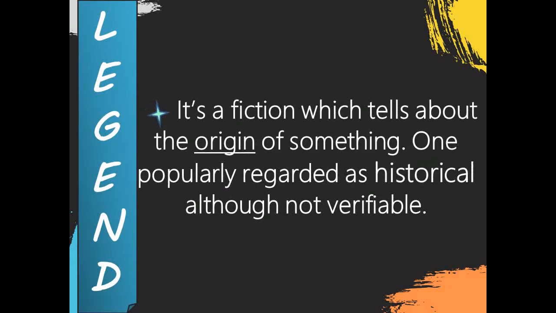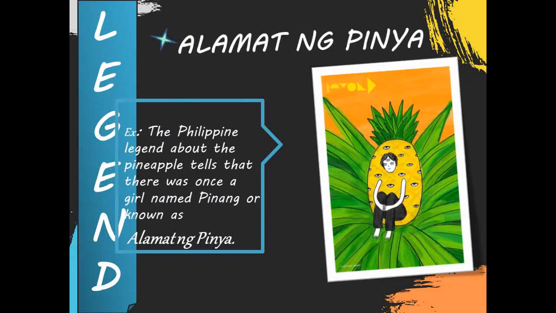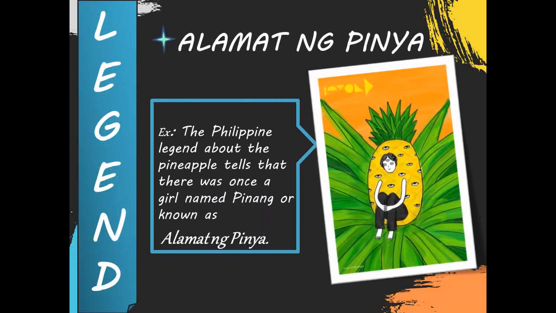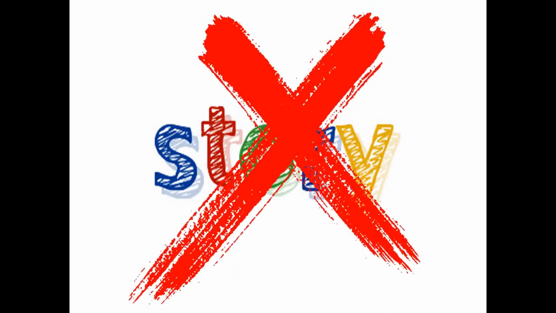The first genre we have is legend. It's a fiction which tells about the origin of something or pinagmula ng isang bagay. The best example of this is the famous story of Alamat ng Pinya. Because of this story, we believe that the word Pinya is derived from the girl named Pinang. However, this kind of story is not verified because it has no proof or evidence to begin with.